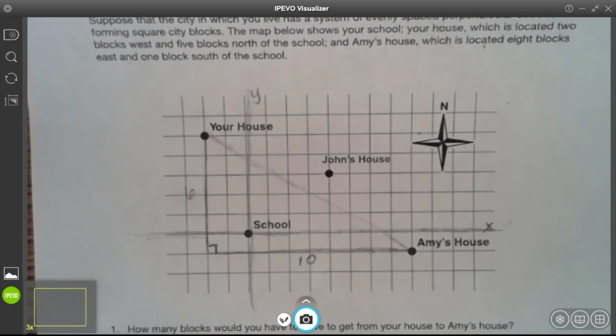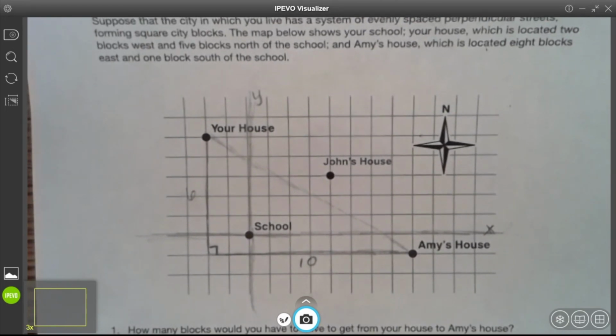Now that we have our school as the origin and we have our axis system drawn, they want us to answer what the coordinates would be for our house and for our friend's house. So what we'll do now is let you finish out the rest of this activity, and we will debrief everything when we all get back together.